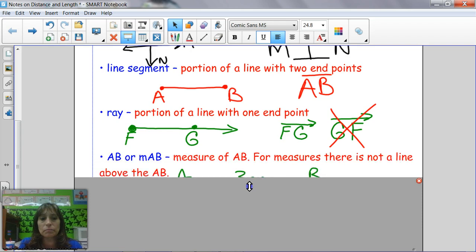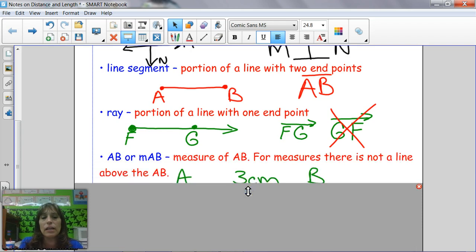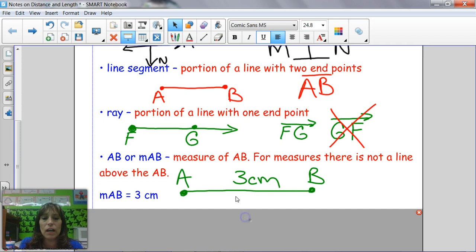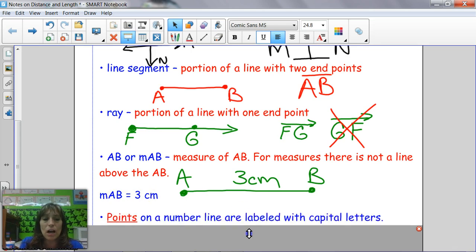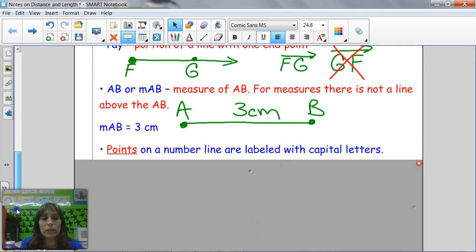The next one is AB, or the measure of AB. For measures, there is not a line above the AB. So basically it has your line segment, and I tell the measure that's between it, and then over here I have written that M, which is the measure of AB, is equal to 3 centimeters. Makes sense.